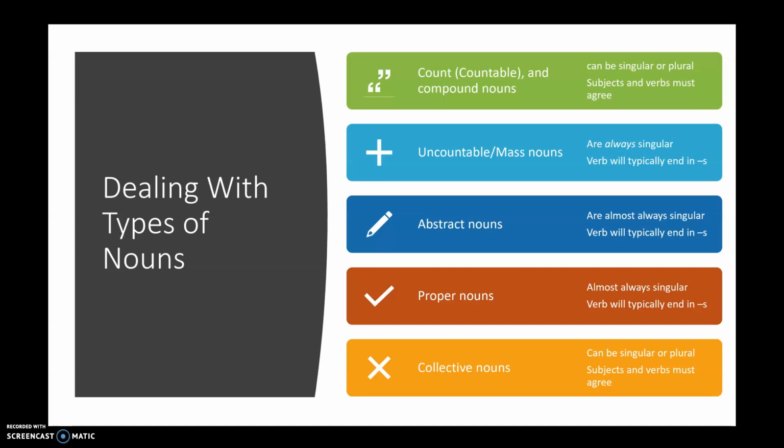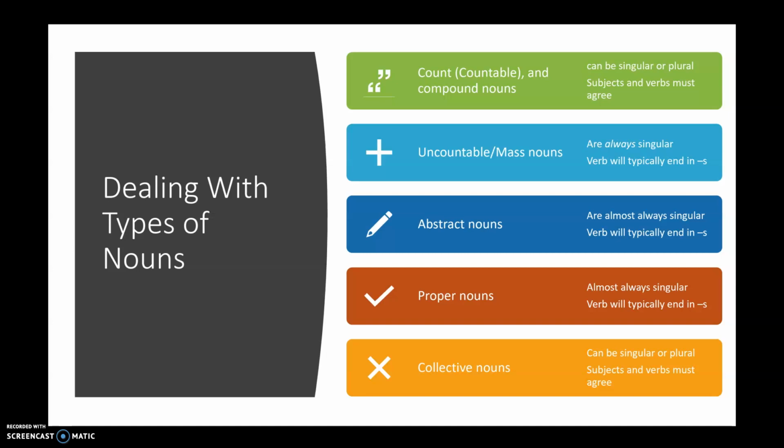A lot of the other groups of nouns are pretty much always treated as singular. If you can't count it, it's singular. So an uncountable or mass noun is always singular. You would never say love are good. You would say love is good because it's treated as if it's just one thing. Abstract nouns are normally singular because normally something that's abstract can't be counted. And so we typically just treat it as singular. Proper nouns, they're normally a single entity, one person, one thing, so they're normally also singular.